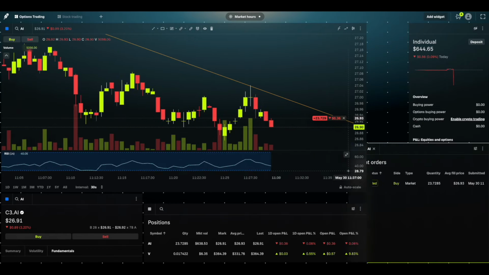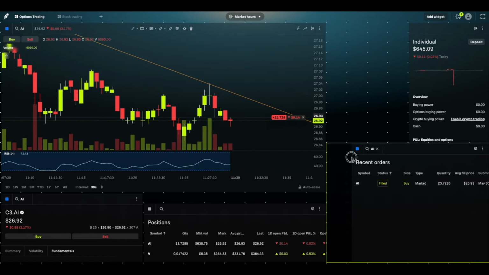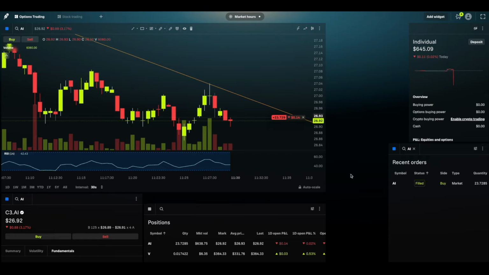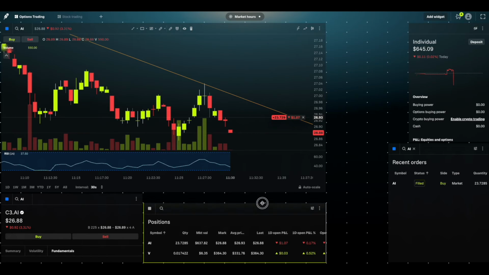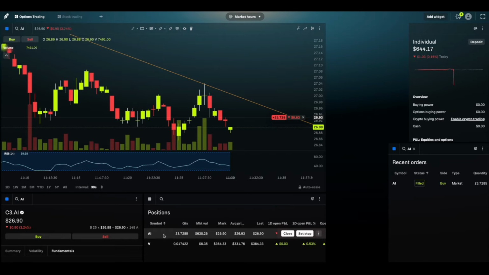I'm going to zoom out a little bit so you can see this. So our average fill price was $26.93, and it shows the date and time, 11/29. All right, and let's see if we can actually see an active P&L here. This is interesting to trade with Robinhood like this, because normally you have a positions tab. Here it is. So here's the positions tab on the bottom where we got filled in at 26.93.